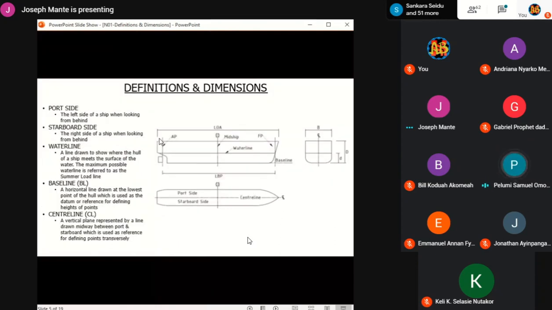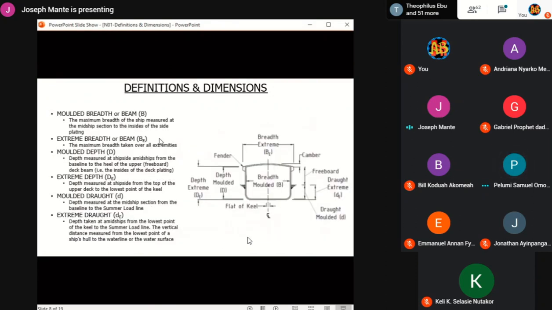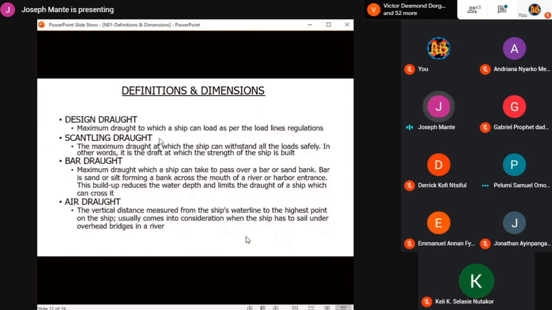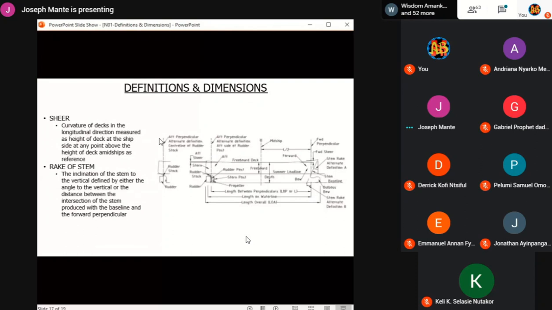No, sir. Please, I'd like you to explain what the rake of stem is. Come again? Rake of stem. All right. Let's read the inclination of the stem.